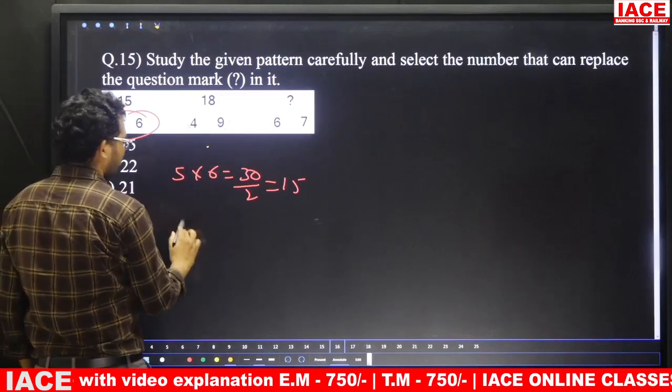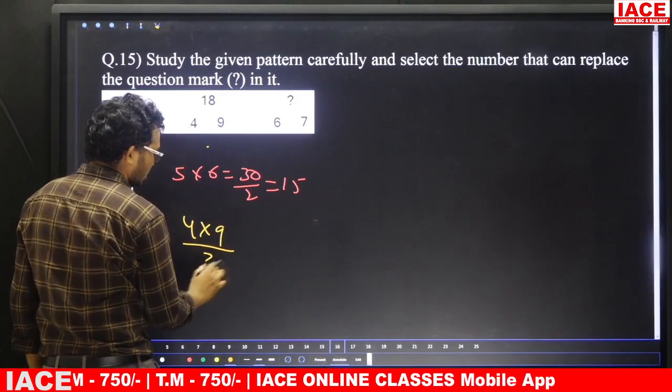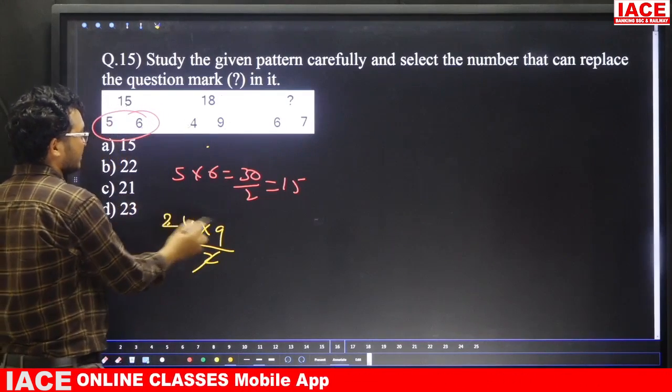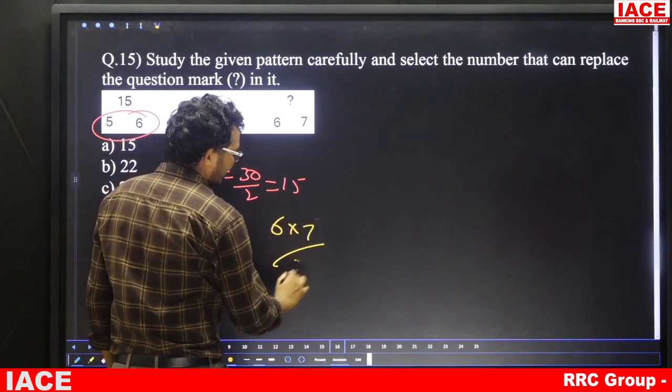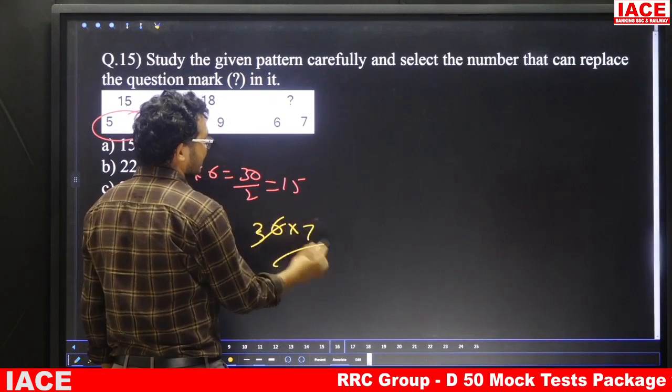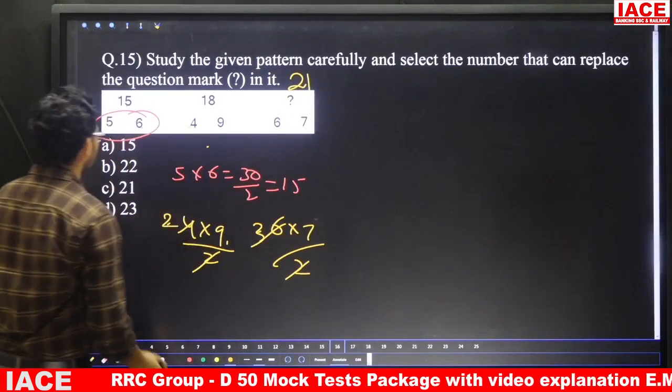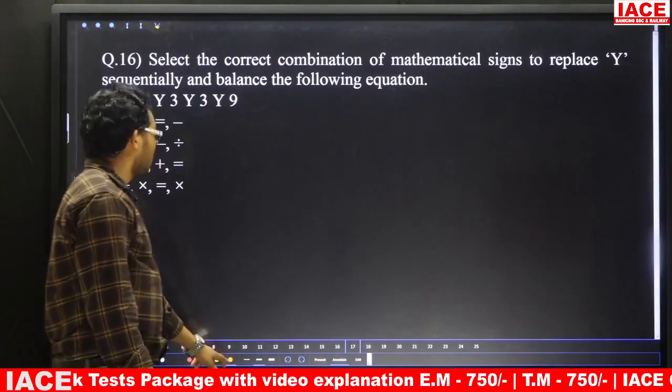Suppose, friends, take here 4 into 9 by 2. 2 2s are 4. 2 into 9 is what? 18. Same manner, 6 into 7 by 2. 2 3s are 6. 3 into 7 is what? 21 is the answer. So answer is what? Option C. Question number 16.